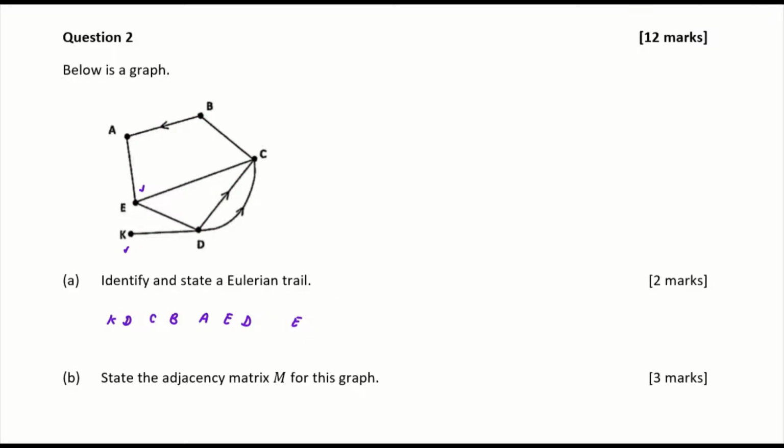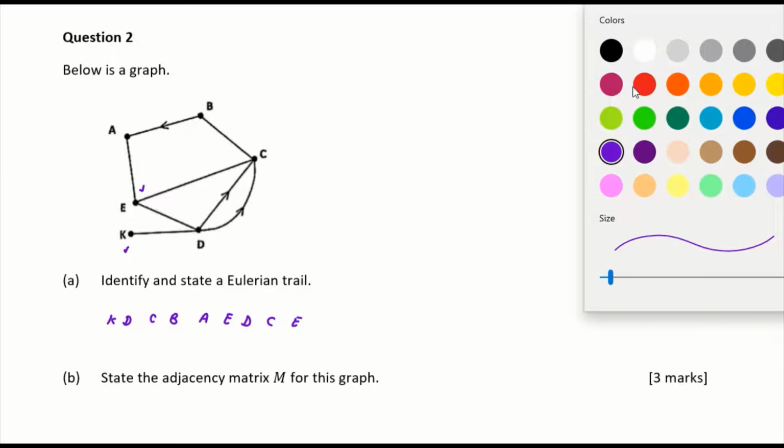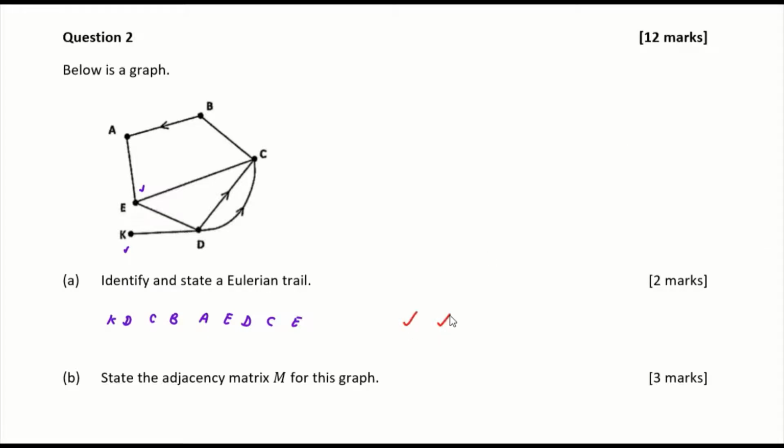Let me try to write a little bit better. Make sure that you have an Eulerian trail, so you start and end at either K or E, and you get 1 mark there, then passing through all the edges. So 2 marks for this question.